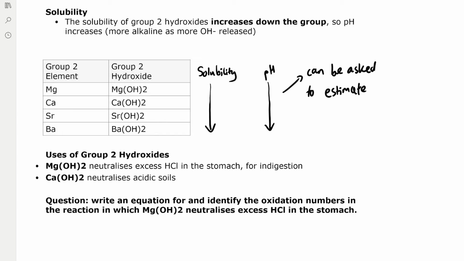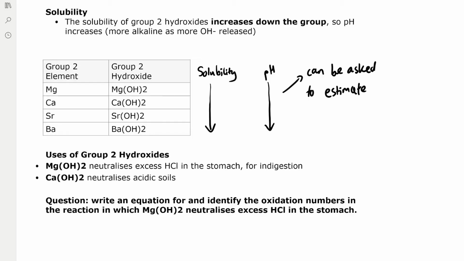So the pH of the group 2 hydroxides increases down the group because it's more alkaline as more hydroxide ions are released for the same concentration. You can see in this table, down the group, solubility and pH of the hydroxides increases. And you can be asked in exam questions to estimate the pH of a group 2 hydroxide in water. And they'll often ask you to actually compare between 2 different hydroxides.